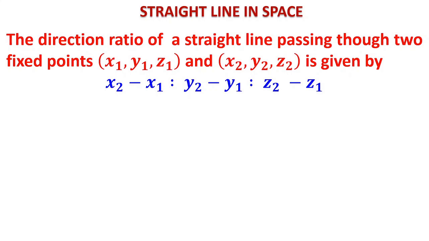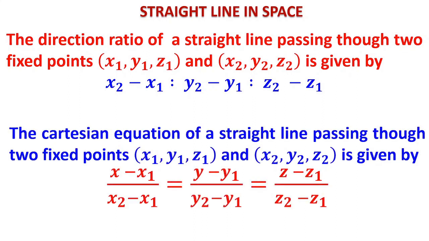You should use the same direction. If x2 minus x1, then the next one should be y2 minus y1 only, and the next one should be z2 minus z1. As it is a direction ratio, after doing the subtractions and getting the direction ratio, you can simplify it also. Well, now using this, we are going for the next idea.